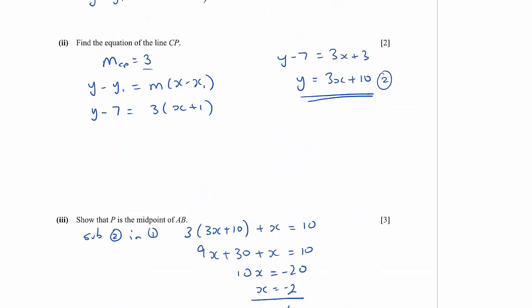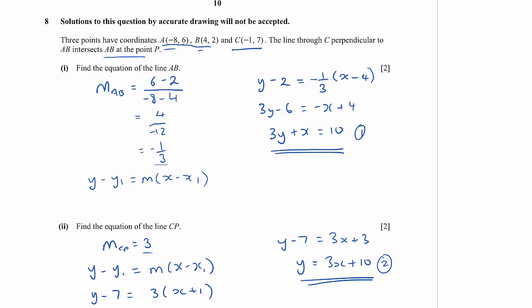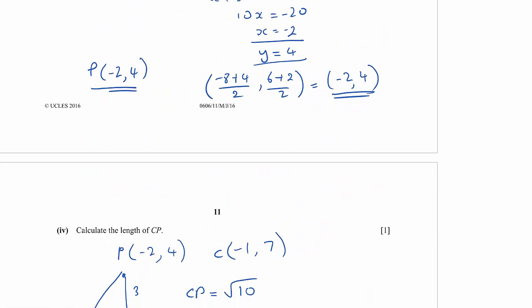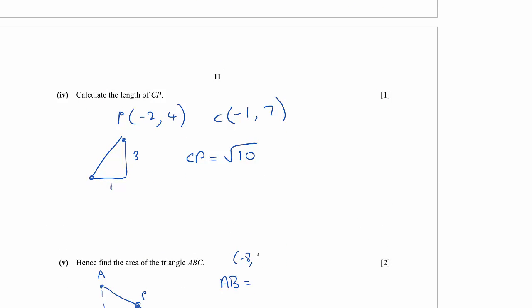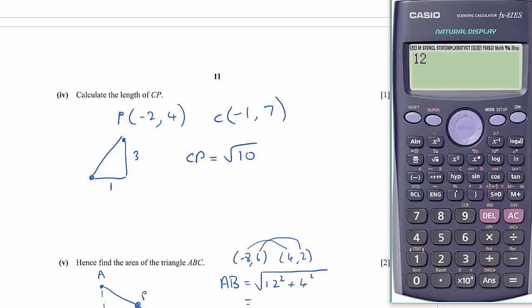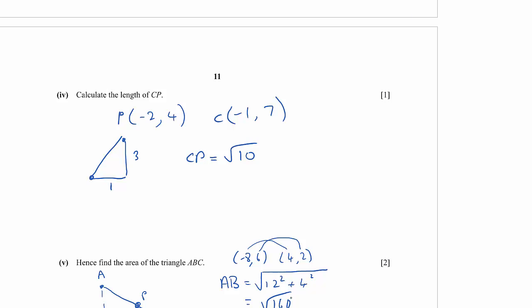A is -8, 6 and B is 4, 2. So that distance there is 12, so it's going to be the square root of 12 squared, and the distance there is 4. So 12 squared add 4 squared, 160, so square root of 160.